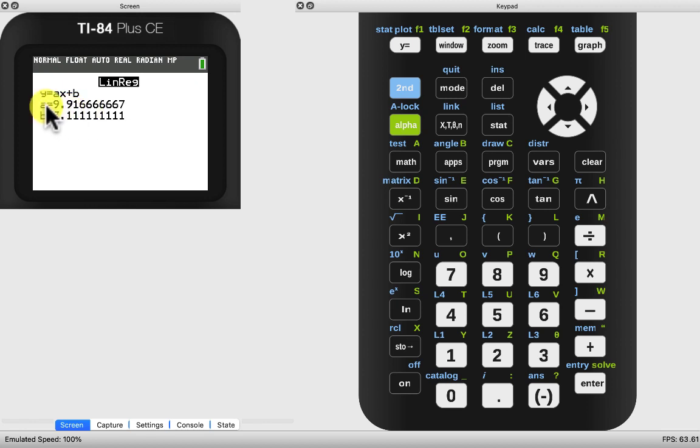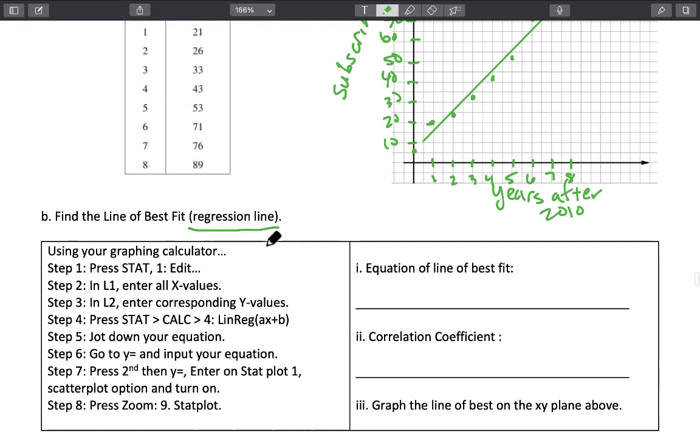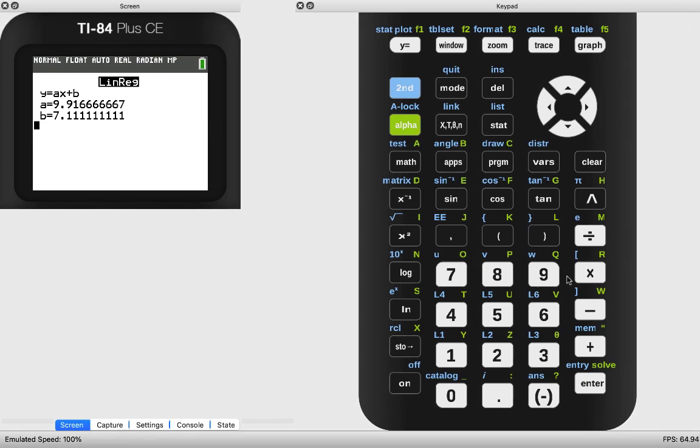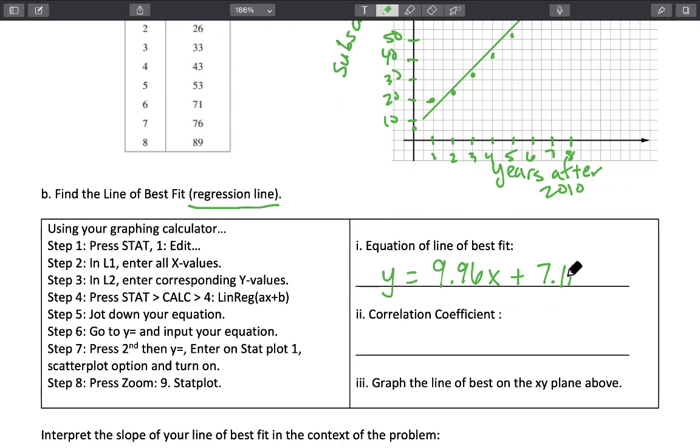9.916 is your A value. That's going to be the slope. And 7.11 is going to be your B value. That's going to be your y-intercept. All right, let's go back to our notes. So according to our equation, our line of best fit that our calculator gave us, we said y is equal to 9.916x plus 7.11. Let me just go back and check that. Yep, 9.916 and 7.11.